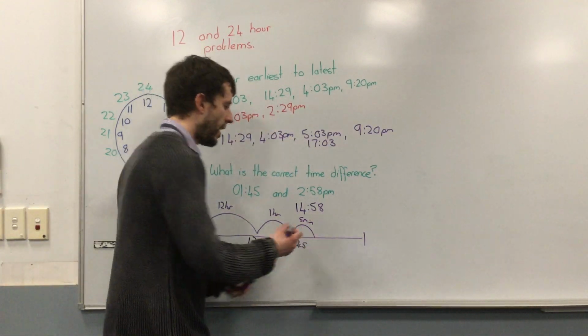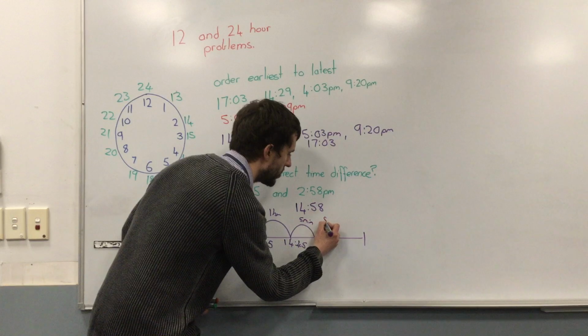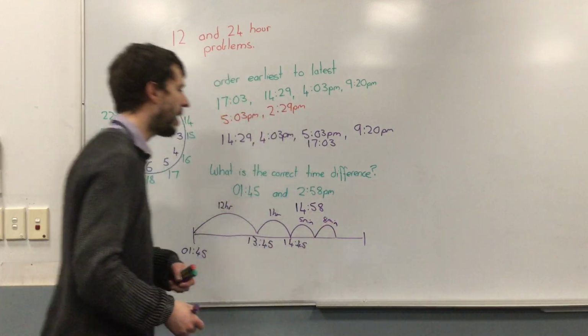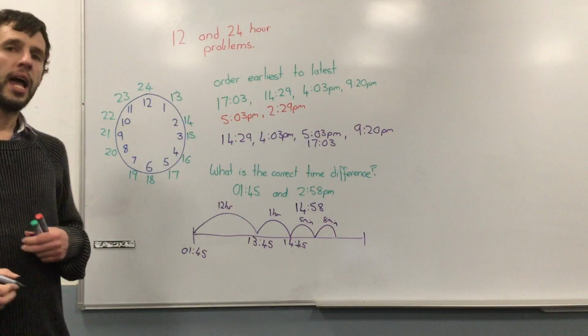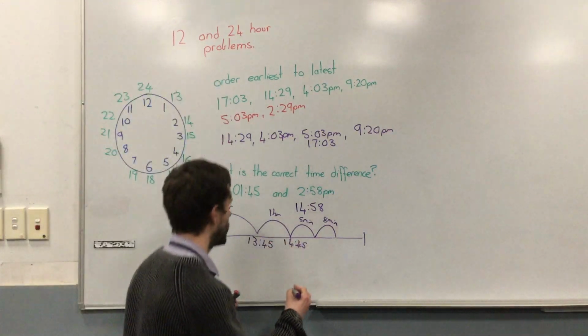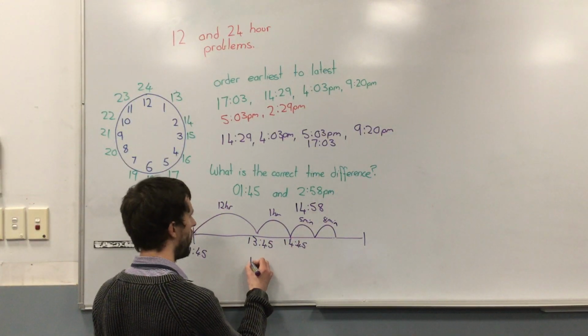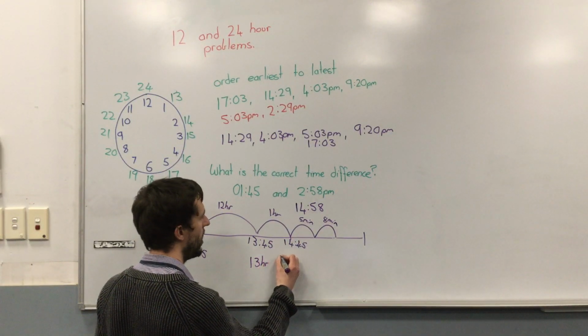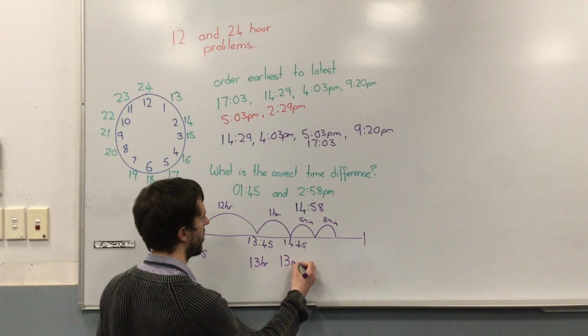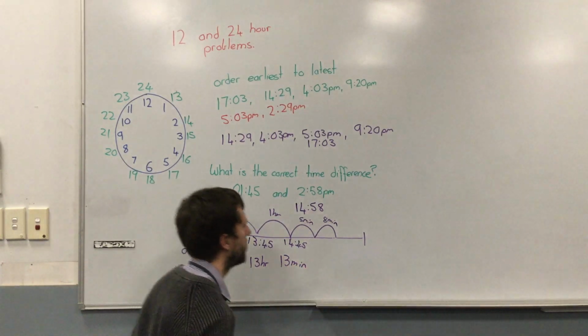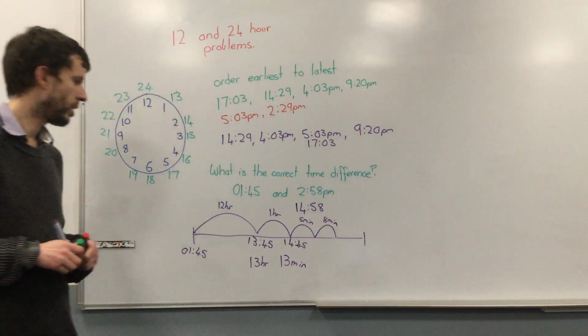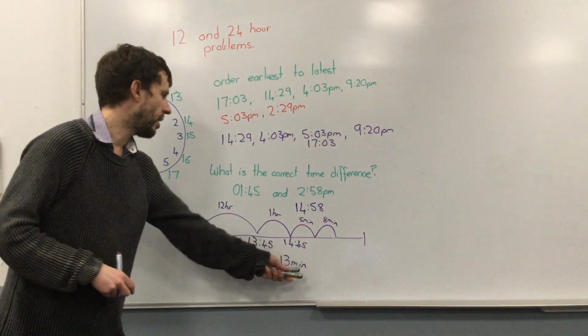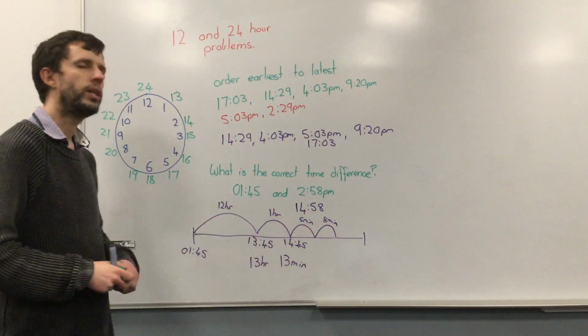to get to 50, and then add on another 8 minutes. So 5 plus 8 equals 13. So I've got 13 minutes there, which gives me a total of 13 hours and 13 minutes. So that is the time difference between these two times.